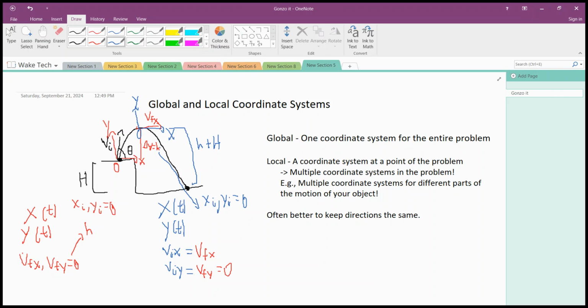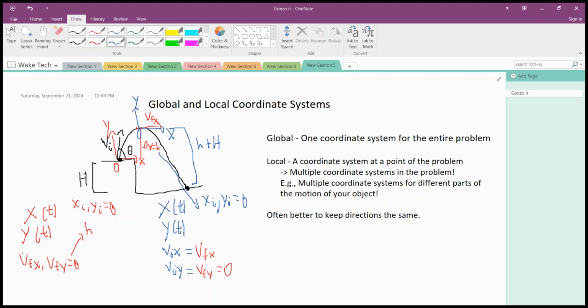So that's how you use these coordinate systems. You create coordinate systems for different parts of your problem, and then you tie them together by using final quantities that you solve for in one part of the problem as initial quantities in the other part, and use whatever shifts that you get in the x and y direction to figure out final and initial positions in the other coordinate system, and so forth.